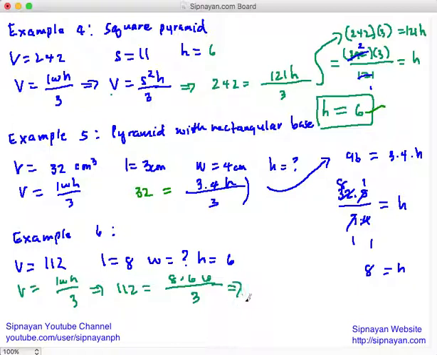We can have 112 times 3 equals 8 times 6 times W, di ba? 8 times 6 times W. And then we divide both sides by 8 times 6 para W na lang matira sa kanan. So this is equal to W. Okay, so we can cancel this. Magiging 2. 3 divided by 6, magiging, if we divide 6 by 3, we have 2. If we divide this by 3, we have 1.